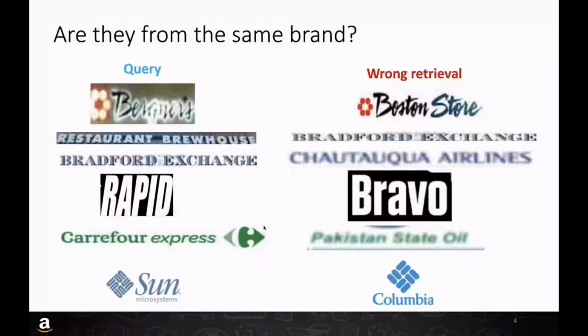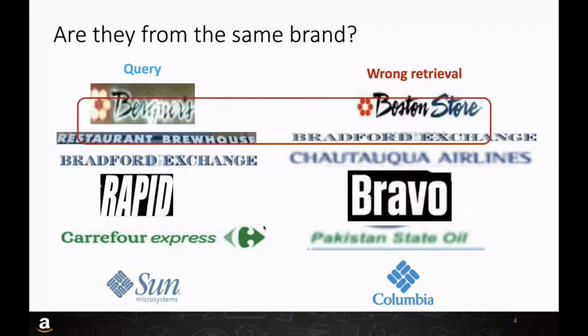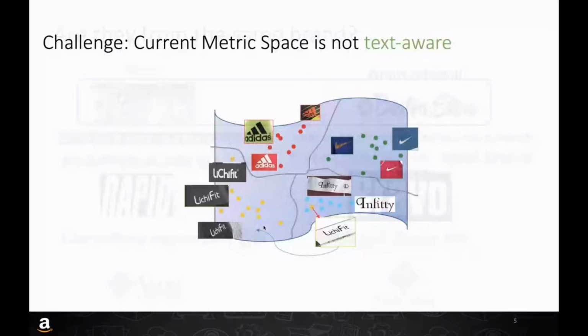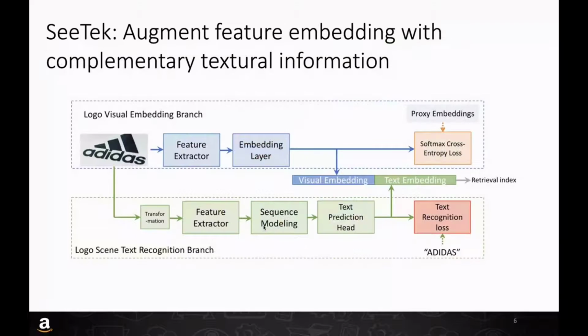Logos are highly versatile, with very large intra-class variation and very small inter-class distances. Take these images as an example. A query logo crop on the left looks very similar with the right logo crop visually. Naive metric learning training has poor performances, especially on these visually similar yet textually different logos. In the learned metric space, note the logo crop in the lower right for brand Lichifit. A visual-only embedder will project this crop wrongly nearer to another brand, Infity.